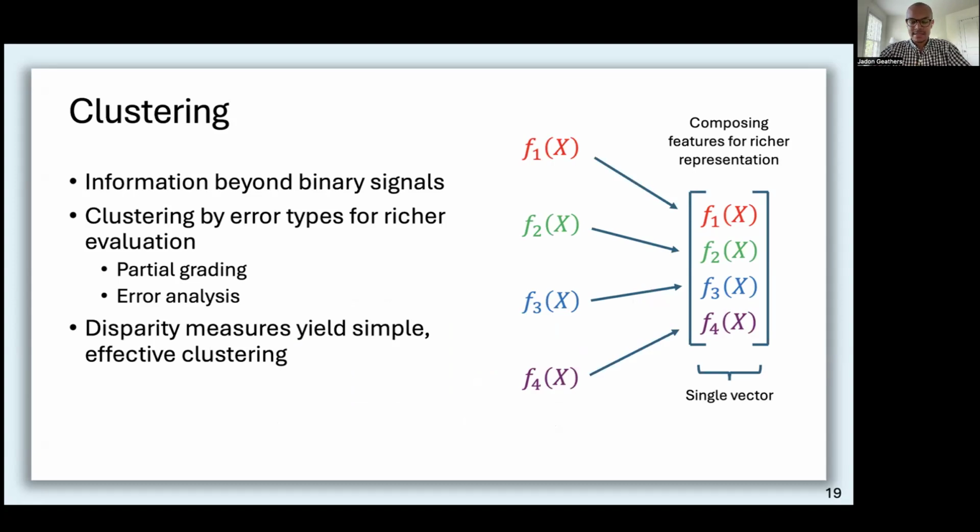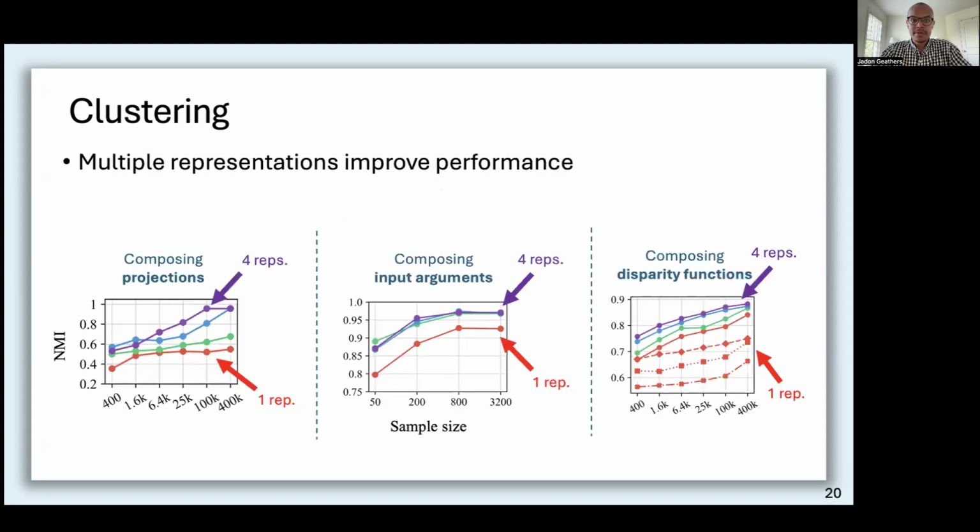We can compose these disparity metrics in order to yield an even richer feature representation of the program. So by using each of the disparity metrics we calculate, we can put them into a single vector for a better representation of the program, which improves clustering performance. Indeed, multiple representations does improve clustering performance, whether we're using multiple projections, input arguments, or disparity functions to do so. We see that 4 projections or 4 representations leads to a better performance over using merely 1.